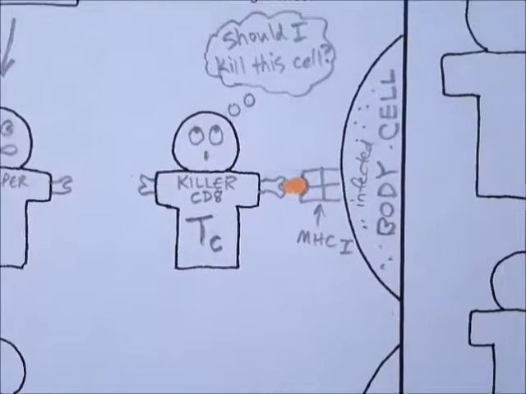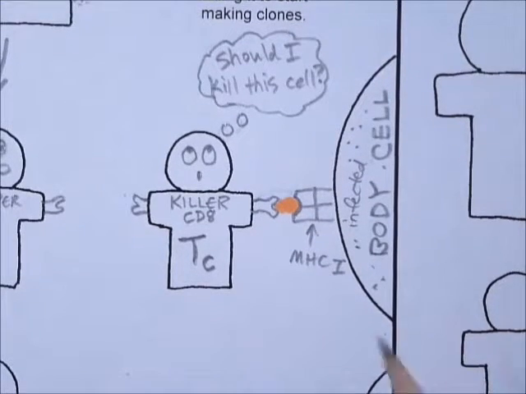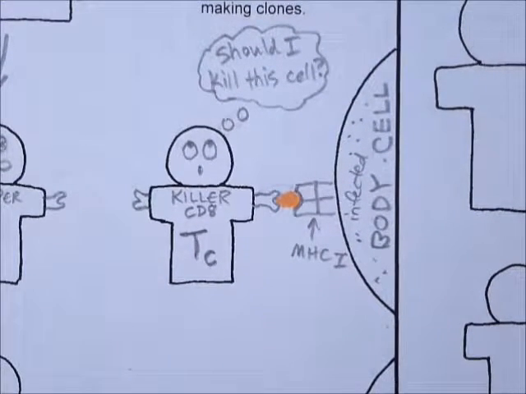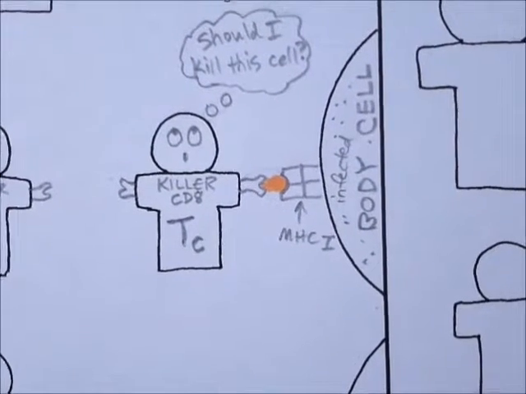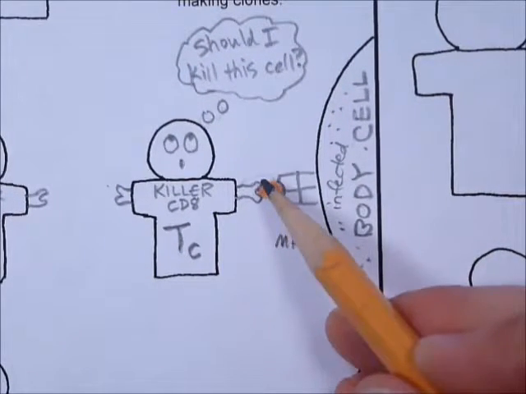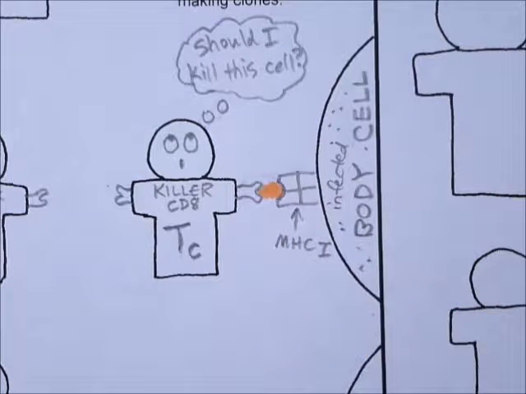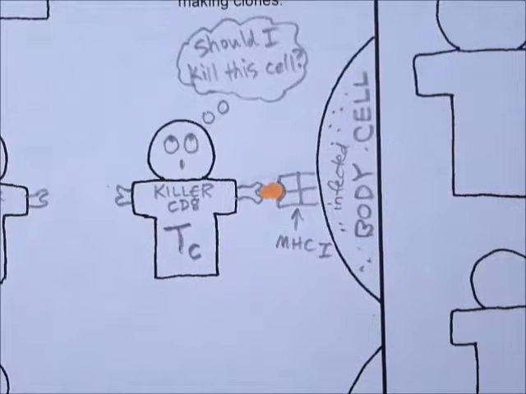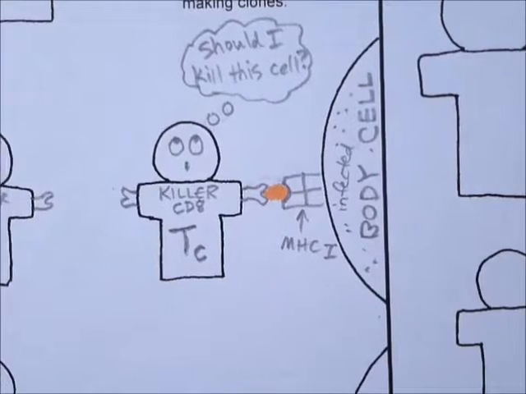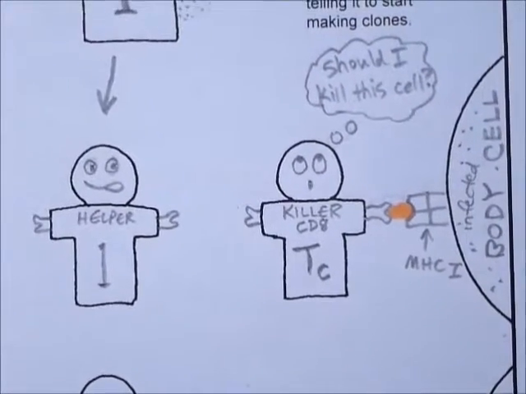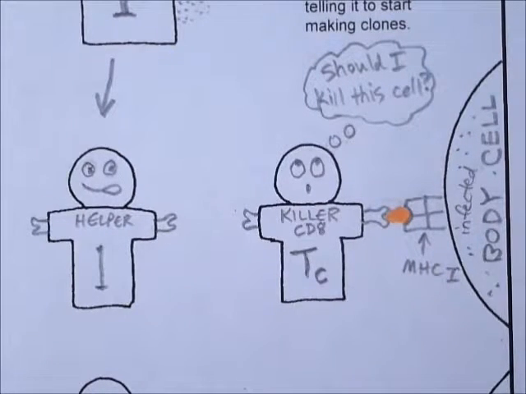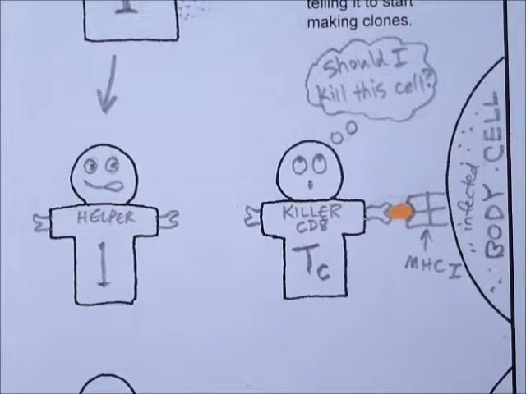So interestingly enough, the killer doesn't immediately kill when it latches on. You'd think that that would be the way it would work. You latch on, whoop, I found something, I know this is a bad particle, it's on a body cell, I know that shouldn't be there, bang, kill it. However, it's a little more complicated than that. It doesn't immediately kill the cell. It waits for confirmation from a helper T. Because after all, killing body cells is a serious thing. We don't want to mistakenly be going around killing good body cells. So it needs confirmation from this helper here.